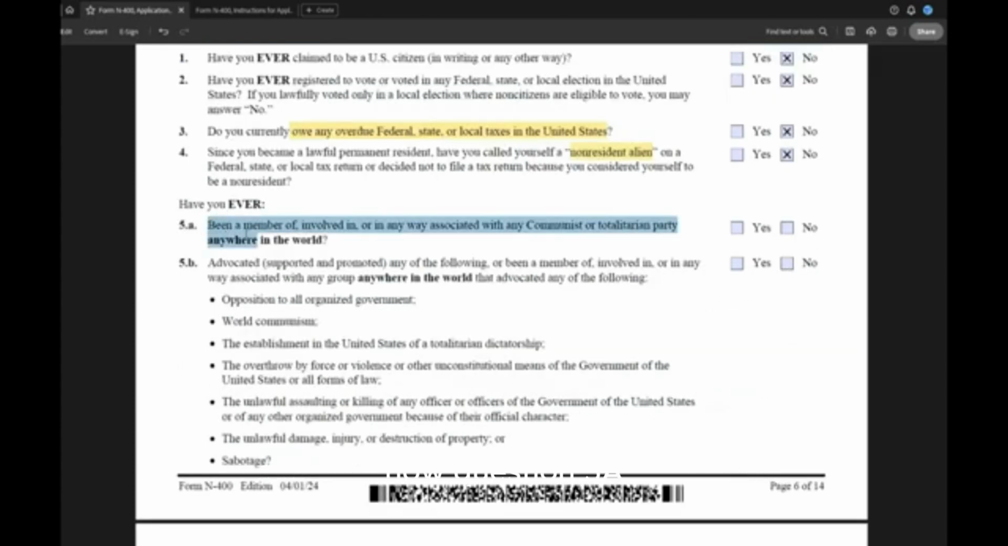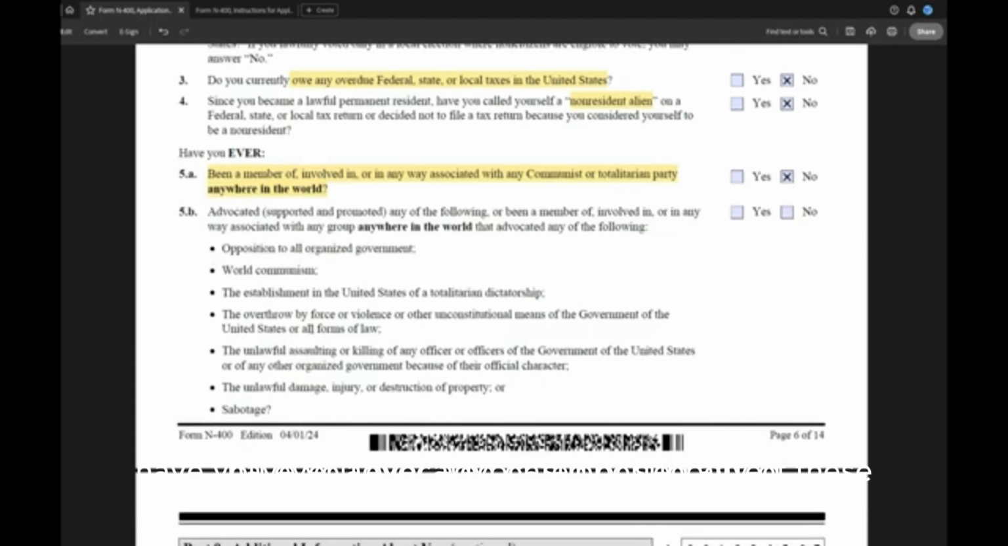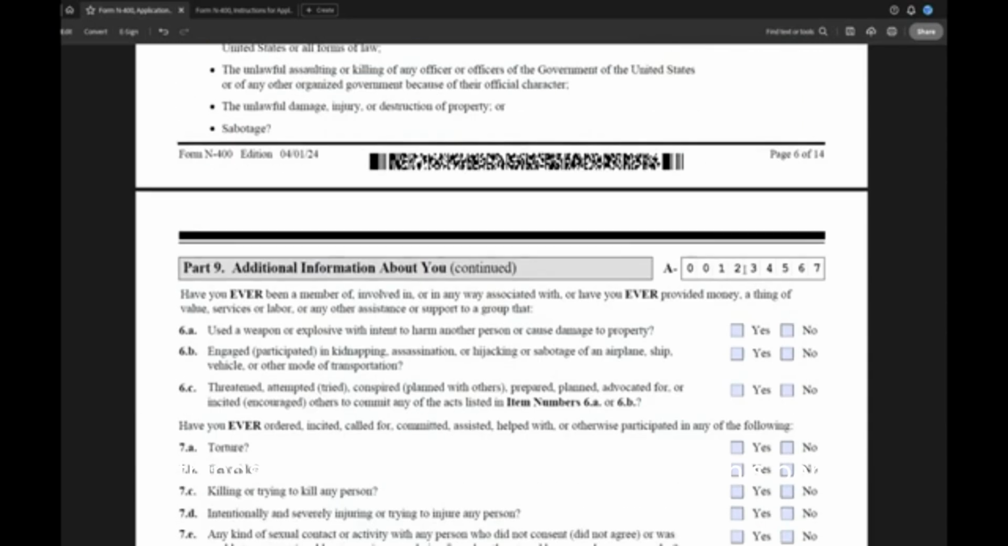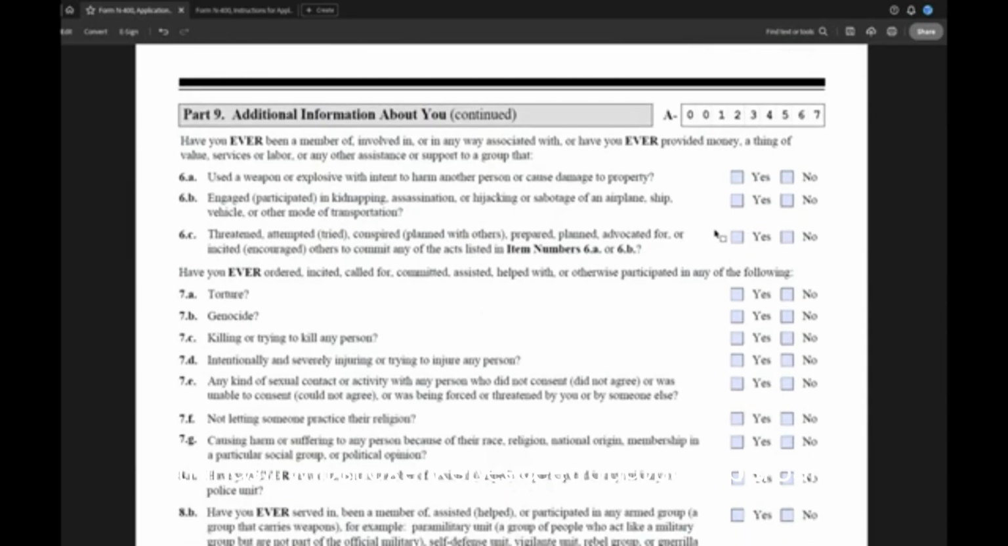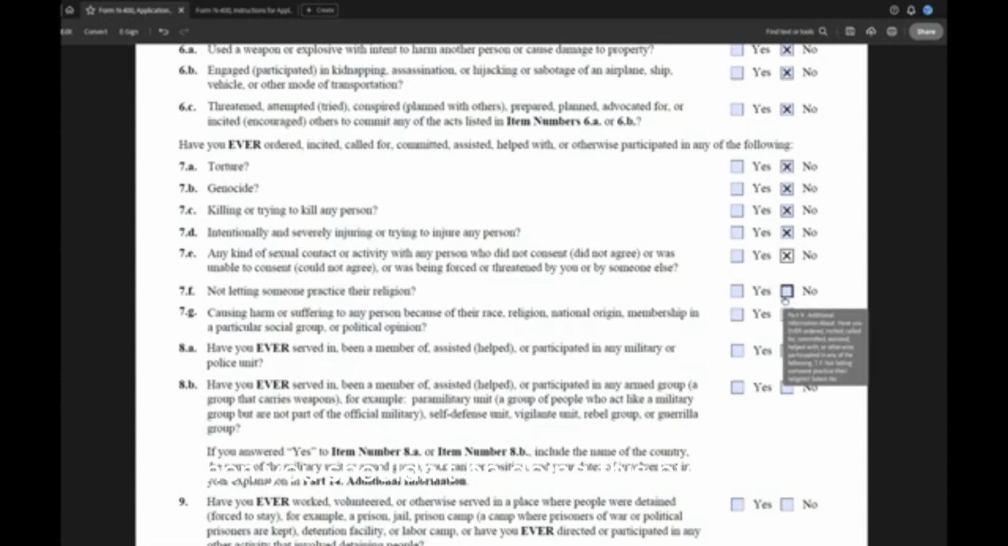Now, question 5A can cause potential issues for people who are coming from communist countries. If you are, for example, from the People's Republic of China, then you would most likely automatically have to answer yes to this question. But again, if that is the case, or if you are unsure how to answer this, then you should contact an attorney. Have you ever advocated or supported any of these things? I will most likely speed through this part, because if you have to answer yes, then you shouldn't be doing this by yourself.